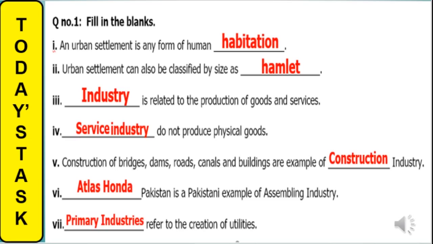Fifth, construction of bridges, dams, roads, canals and buildings are examples of construction industry. Sixth, Atlas Honda Pakistan is a Pakistani example of assembling industry. Last but not the least, dash refer to creation of utilities. The answer is primary industries.